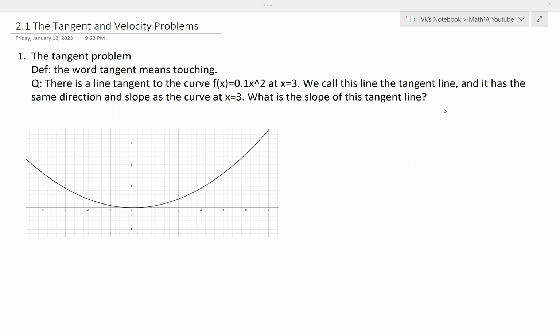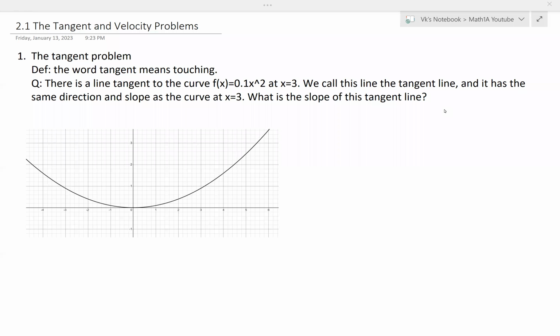Today we explore lesson 2.1, the tangent and velocity problems. This section introduced us to the concept of limit, very useful in this class and beyond. Number one, the tangent problem. Definition: the word tangent means touching.